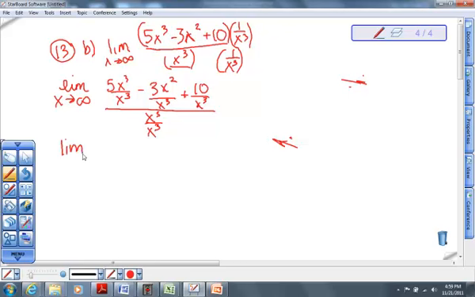So we have the limit as x approaches infinity. These cancel each other out, so what I get left is 5 minus, these cancel each other out, but I get 1 x left on the bottom, so I just get 3 times 1 on top, so 3 over x, and then plus 10 over x cubed because nothing cancels there, and then on the bottom I just get 1. So this is now the limit.